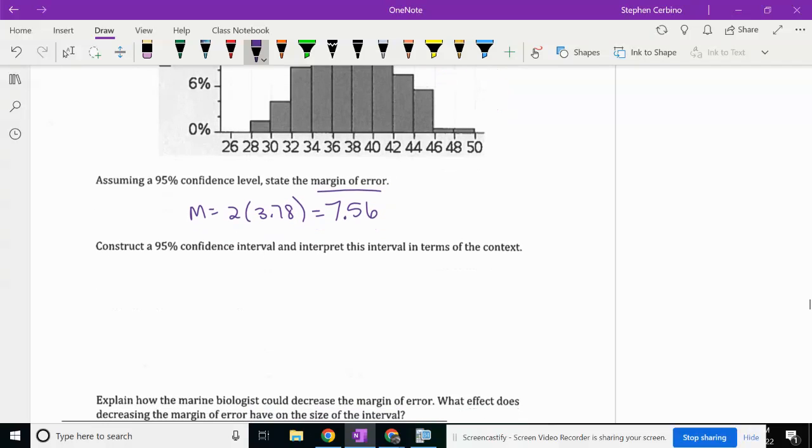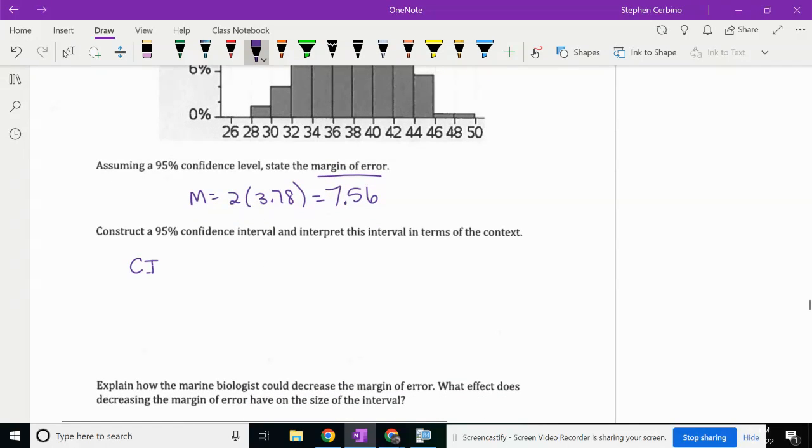So if we construct a confidence interval, we're going to take the mean of the distribution, adding and subtracting the 7.56. Now, if I do that, I'm going to construct a confidence interval that is between 30.44 and 45.56.